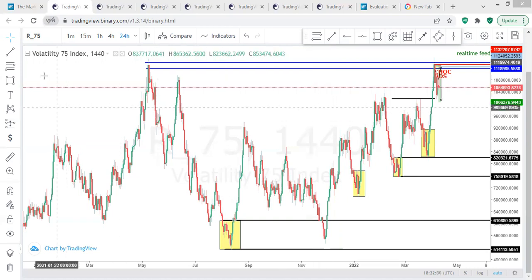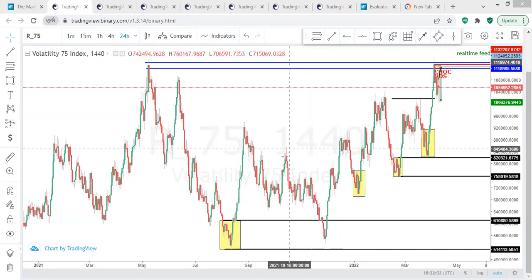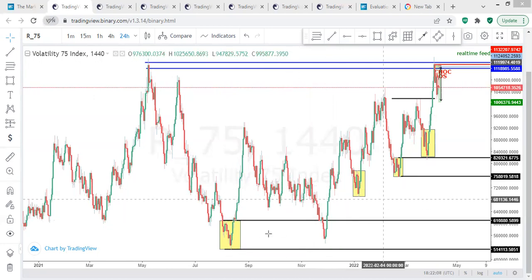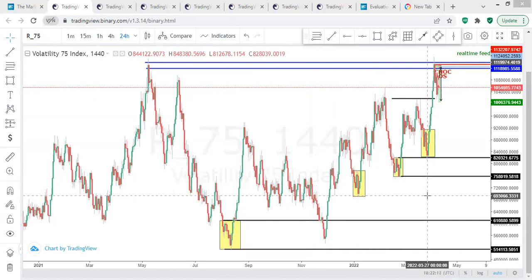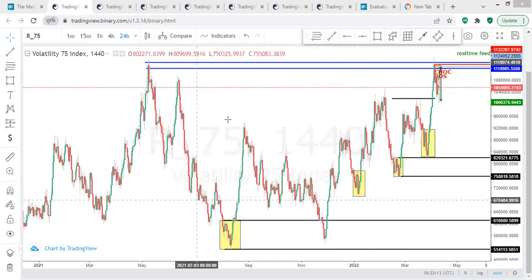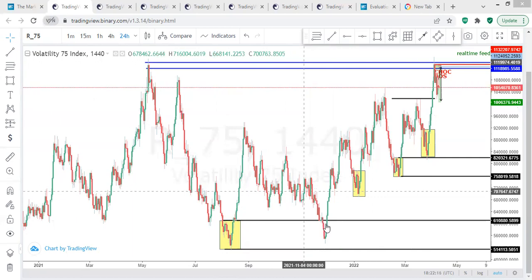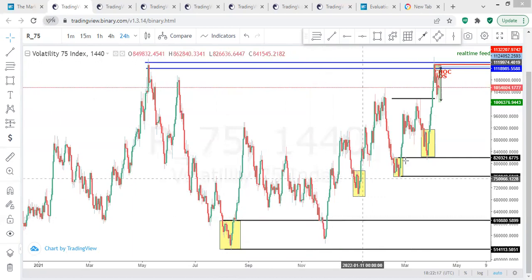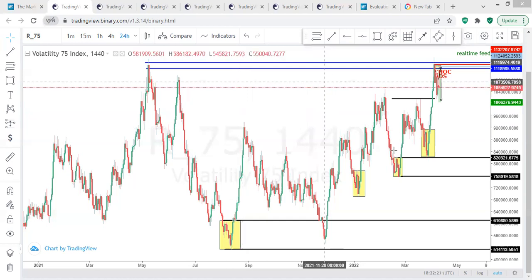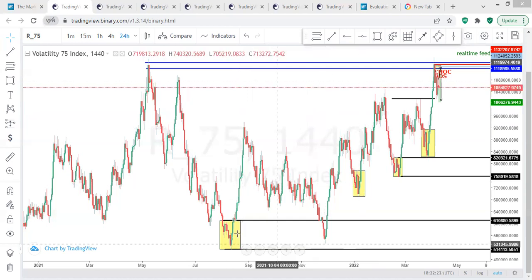So this is the daily time frame on Volatility 75, and if you look at the order flow on the daily time frame, you can see that VIX75 is actually bullish. And why is it bullish? You see price is creating higher high, higher low, higher high, higher low, higher high, higher low. Price is actually breaking structure to the upside while respecting the institutional candles below.